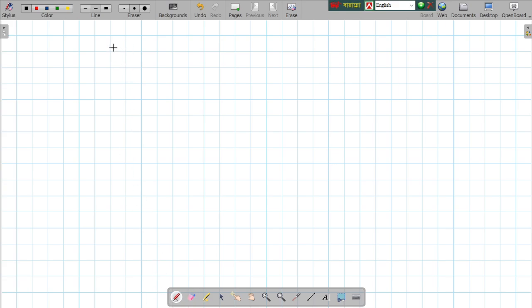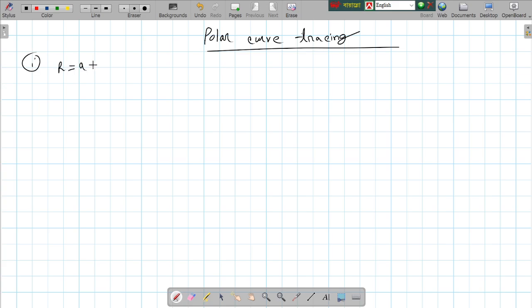Now we are going to learn how to trace a polar curve. How to trace a polar curve tracing. So let's start. Our first type is r equal a cos theta and or r equal a sin theta.